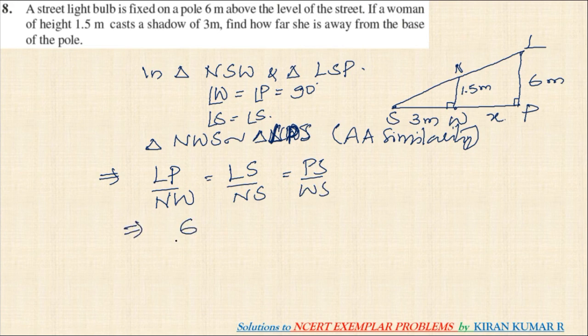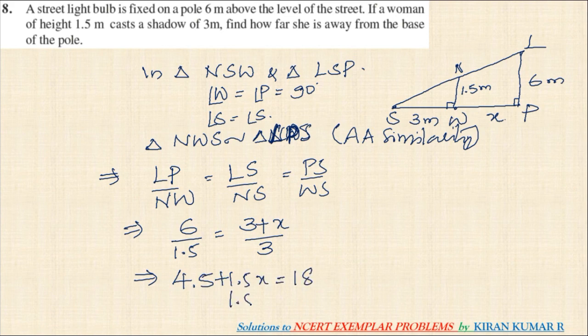We need to find the value of x. So the remaining I'll substitute. This will be equal to, this length of PS will be 3 plus x. The length of WS is 3. With this, I can find, multiply 1.5 with 3, we get 4.5 plus 1.5x, which is equal to 18. So 1.5x will be 18 minus 4.5, which is 13.5. So the value of x is 13.5 upon 1.5. We get it as 9 meter.